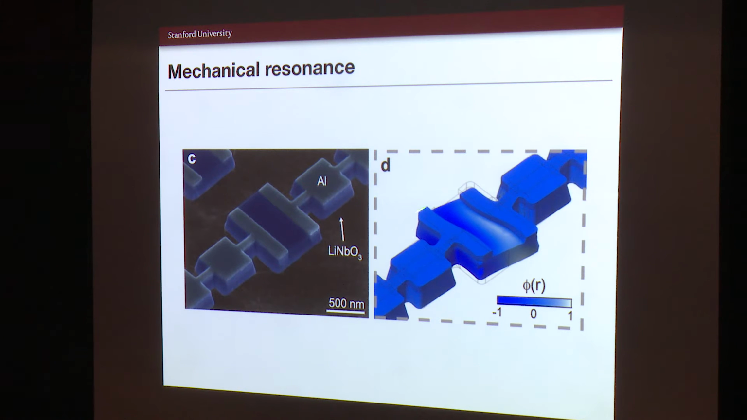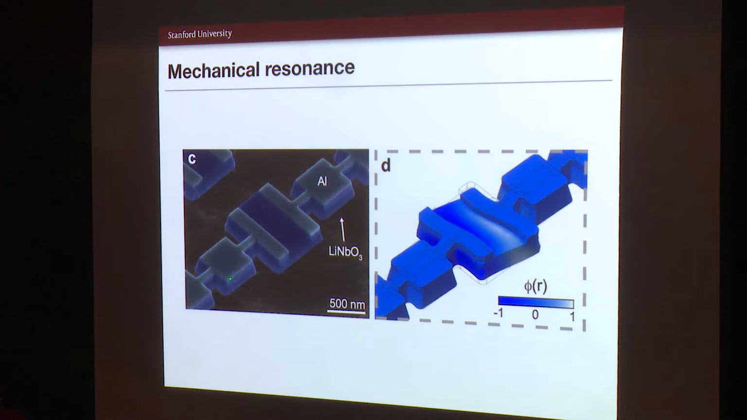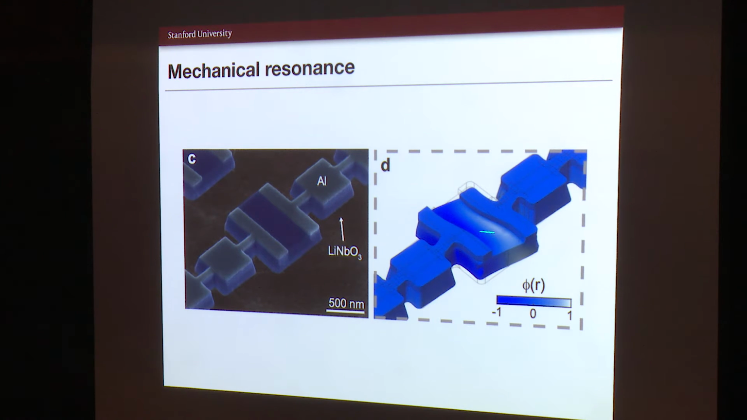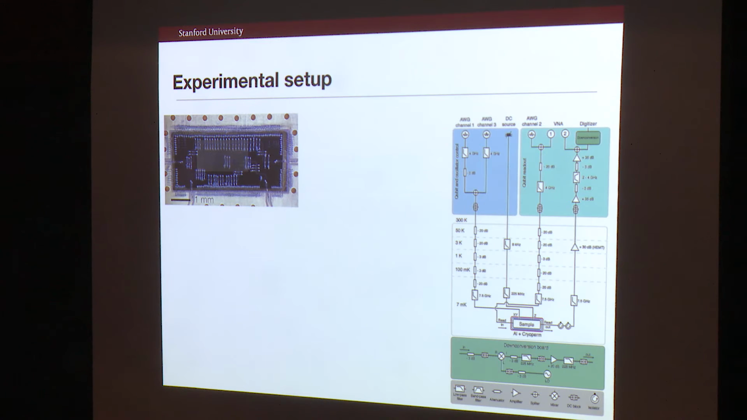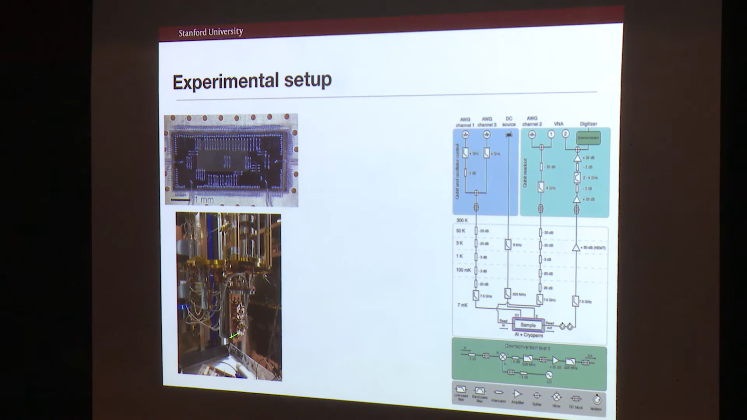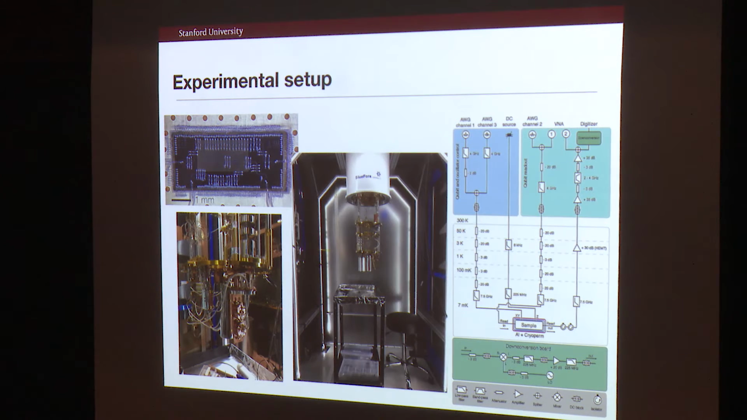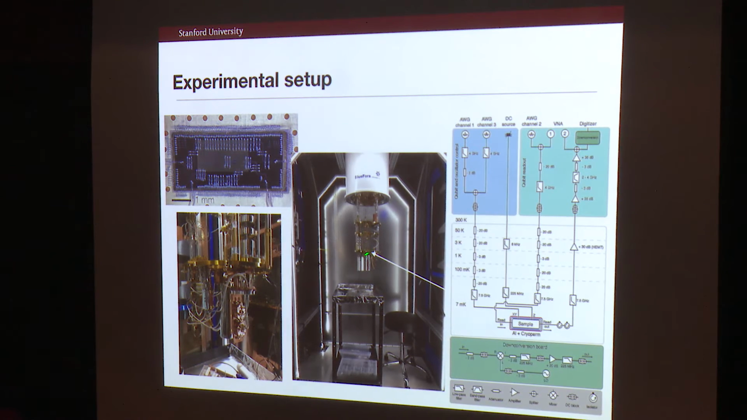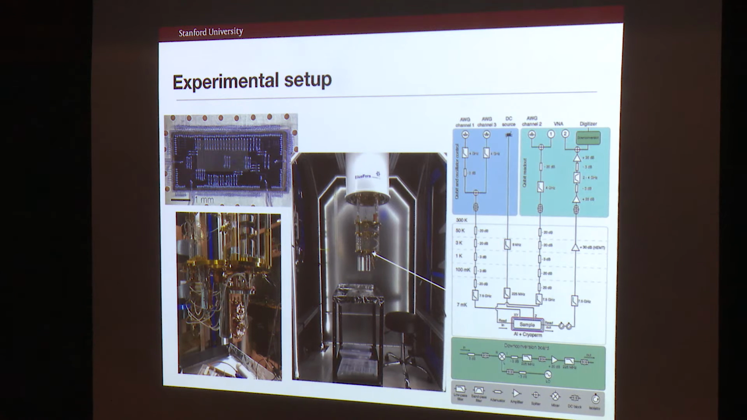Under an SEM, this is what it looks like. This structure was a little bit dirty, so you can see some polymer on the sidewalls, and that's one of the reasons our quality factors were limited, and we're working on that. This is a simulation of what the mechanical mode should look like. It's an in-plane shear wave that's confined just to this little box. And then we wire bond the chip, we put it inside the fridge, and we cool it down. This is right before we put the shielding on.